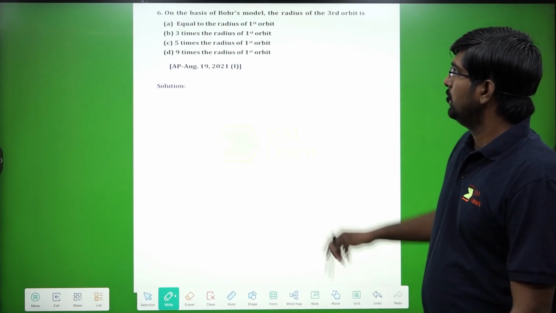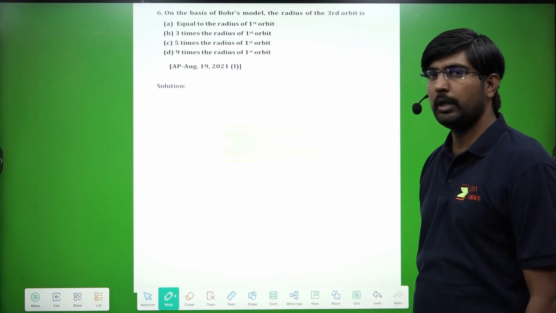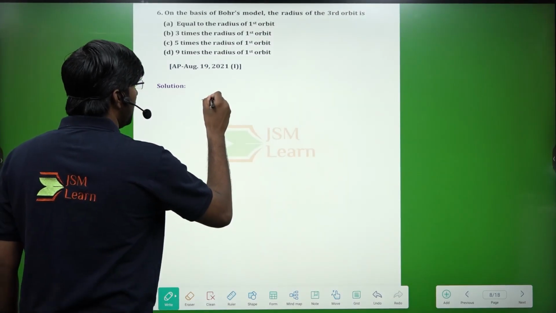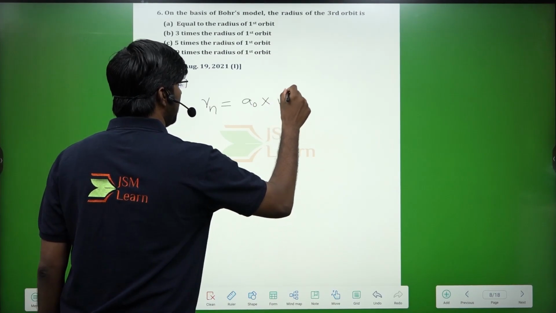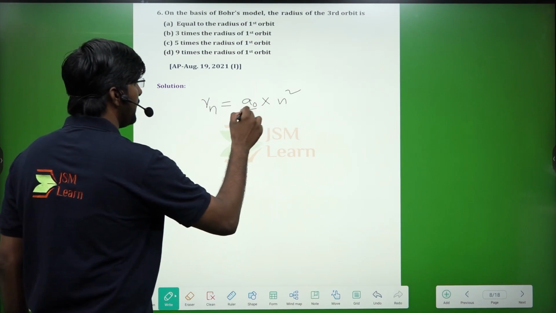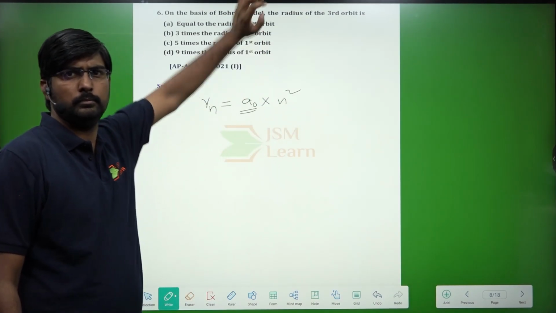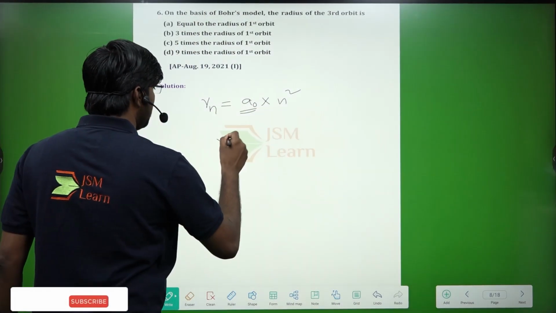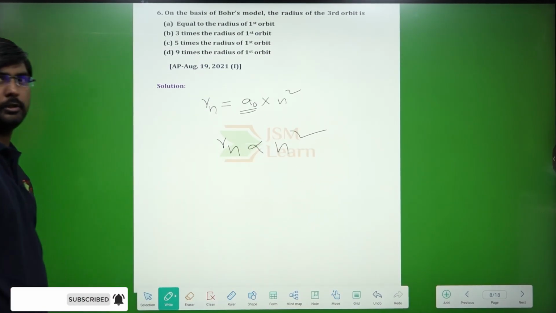Next, on the basis of Bohr's model, the radius of the third orbit is. Okay, so here from the Bohr's model of atom, we know that radius equals a naught into n square. Here a naught is the Bohr's radius, that is, the radius of the first orbit in the hydrogen atom is called Bohr's radius. So from this we can write that Rn is directly proportional to n square.